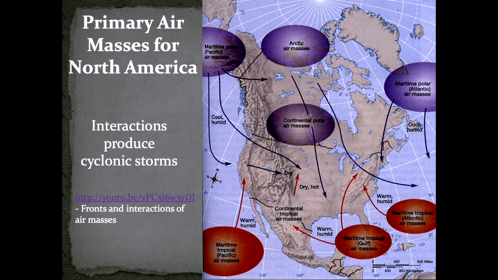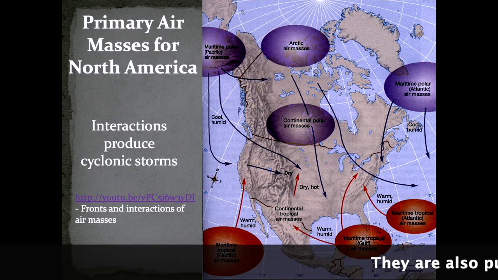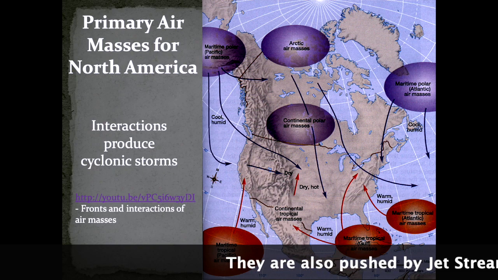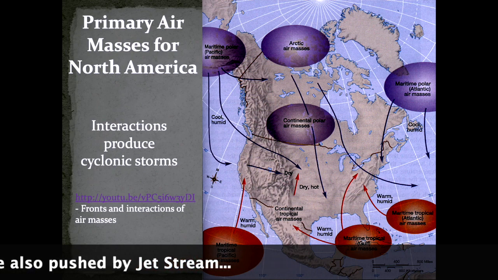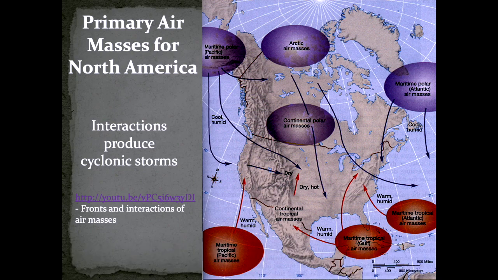So you'll see these big air masses that move across the United States, move across North America, again, pushed by the Coriolis effect and those prevailing winds we talked about. When these air masses bump into each other, that is when we have interaction. That is when we get fronts and storms, and in some cases, cyclonic storms, storms that rotate.